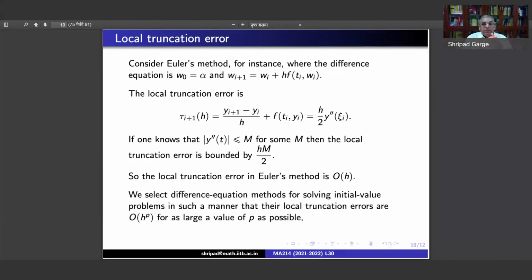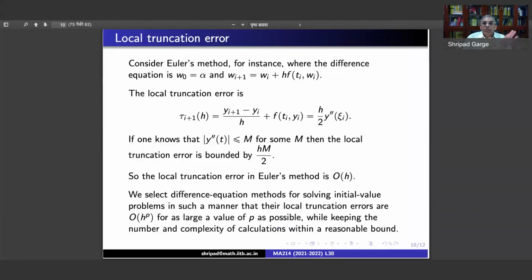And what we will do is that we will try to select difference equation methods for solving the initial value problems with two objectives in our mind. We would like to have local truncation errors to be of order h power p for as large p as possible. But at the same time, we don't want to have too many computations. So we will try to keep the number of calculations as well as the complexity of the calculations within a reasonable bound. This is what we are going to do. So this local truncation error will help us in choosing these different difference methods.